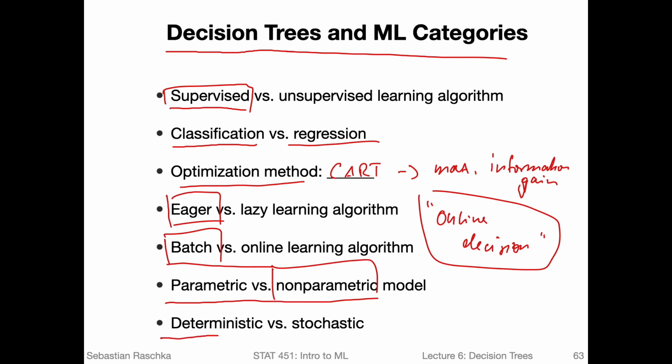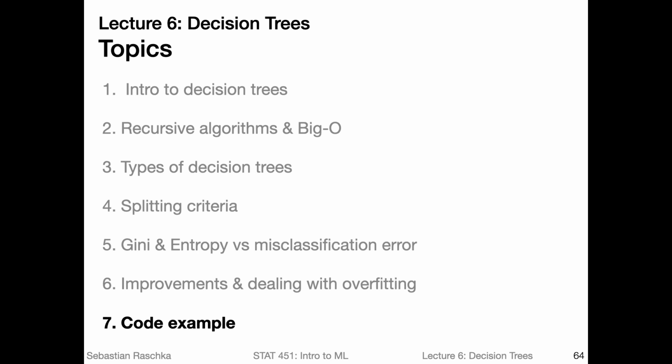And then lastly, whether it's deterministic or stochastic. There is no stochasticity in the decision tree necessarily. Unless there are some algorithmic tweaks, there's no randomness or random variables involved. So we don't have any random variables in the decision tree. In that case, it's also a deterministic model, similar to the k-nearest neighbor method. Okay, so that was decision trees.